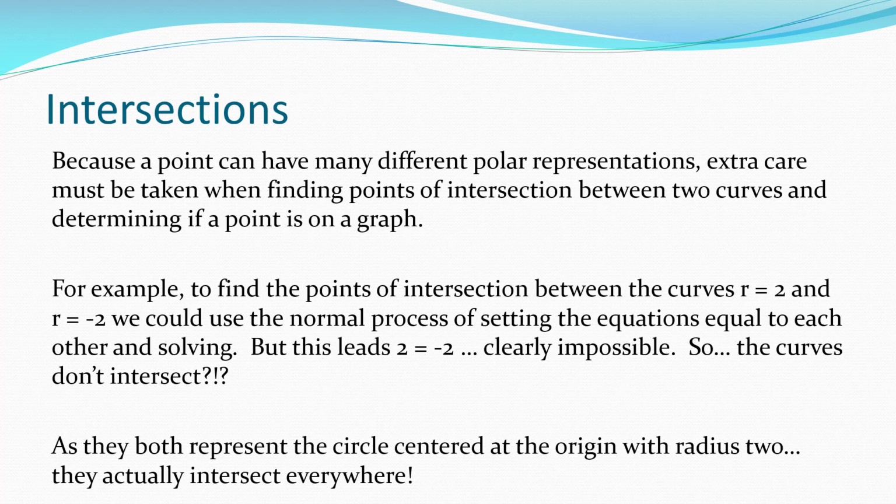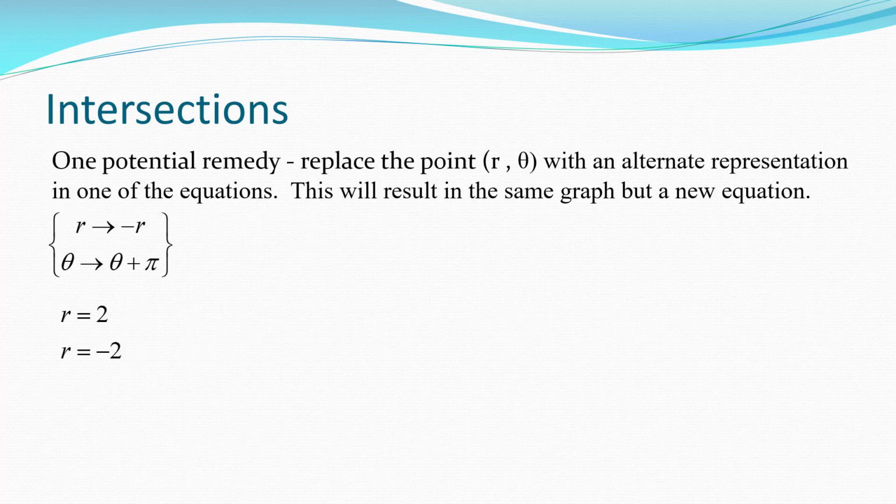They actually intersect everywhere. So the problem is because these points have multiple representations, and in the first representation, the radius is always 2. In the second representation, the radius is always -2. So they can never have the same coordinates. But they can refer to the same point. So curves can intersect. They just have different representations of those points where they do intersect.